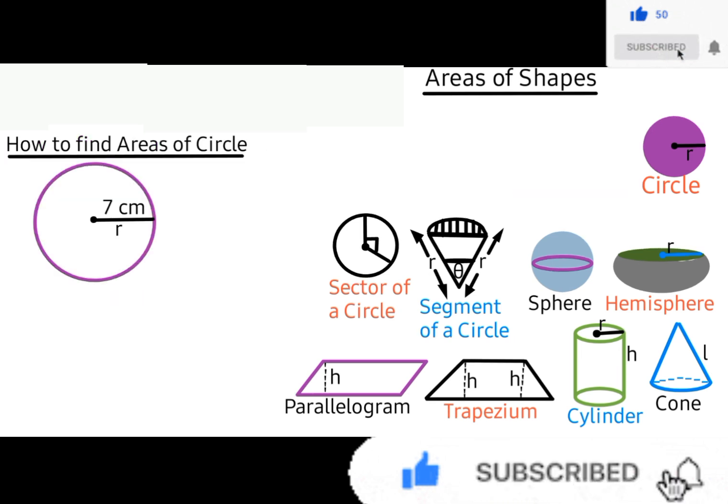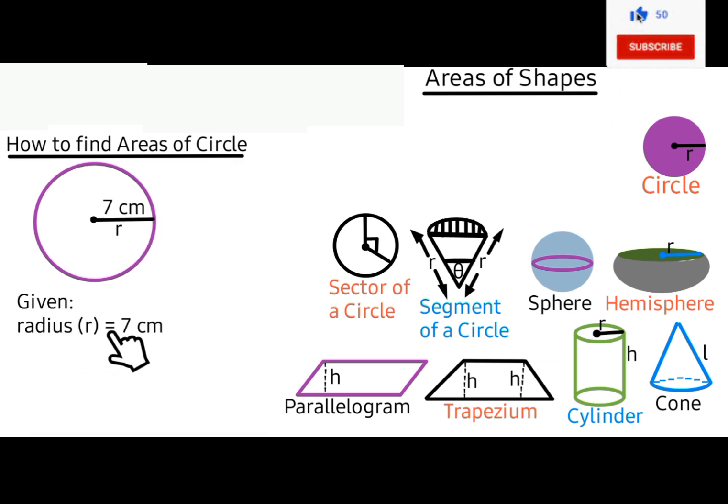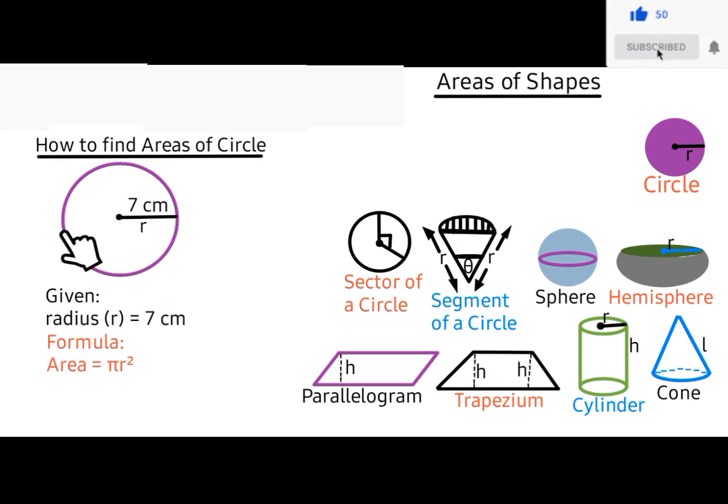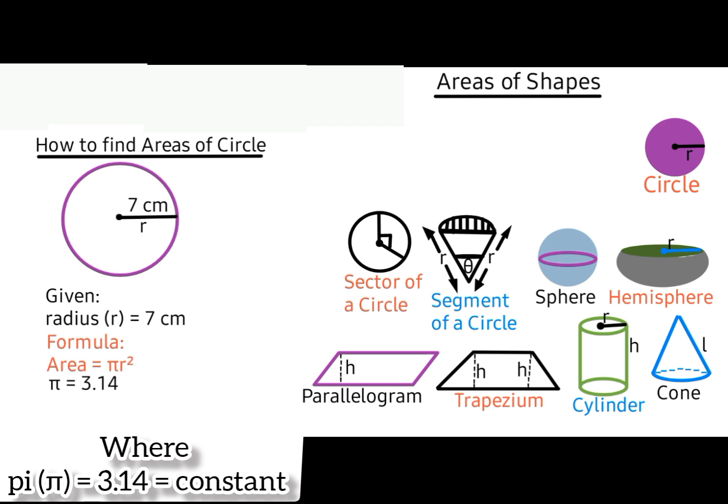Thank you. Let's proceed to calculating the area of a circle. Find the area of a circle with radius 7 centimeters. We are given radius 7 centimeters. Formula for calculating the area of a circle is pi r square, where pi value is constant, which is 3.14.